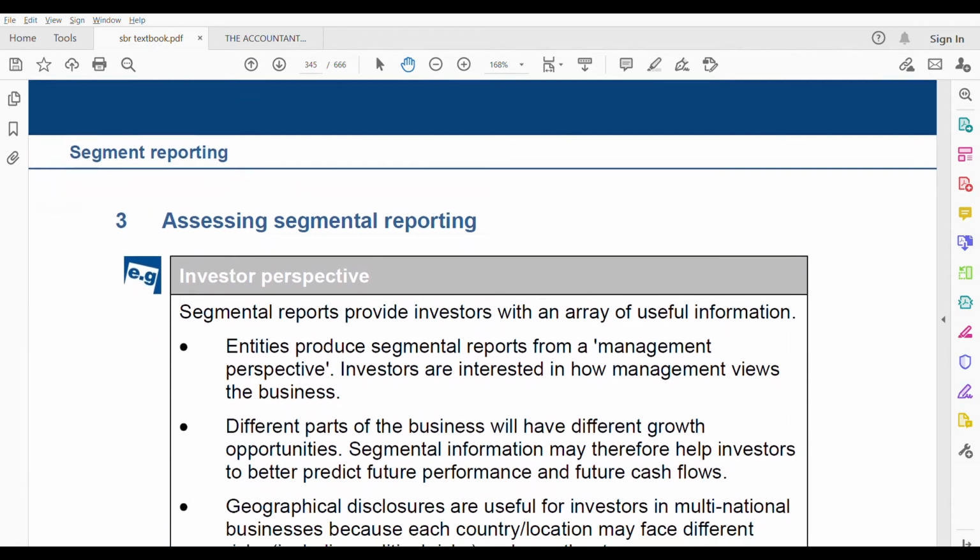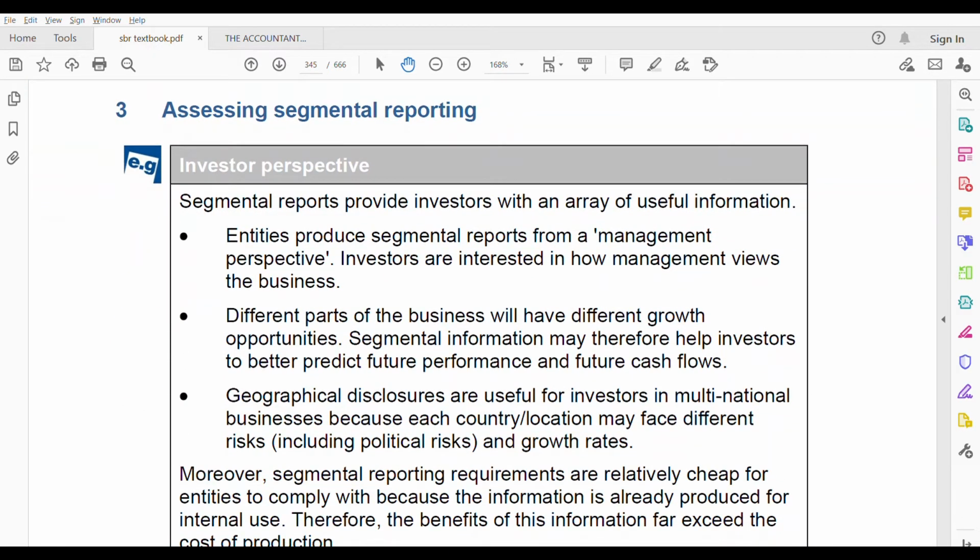Now we have to assess the segmental reporting. So they provide the segmental report. They provide investors with some information. What are those information? One is they are produced from the management's perspective. So through this, investors will know how managers have performed, right? And also they can see how managers view the business. Through this, investors will know this.